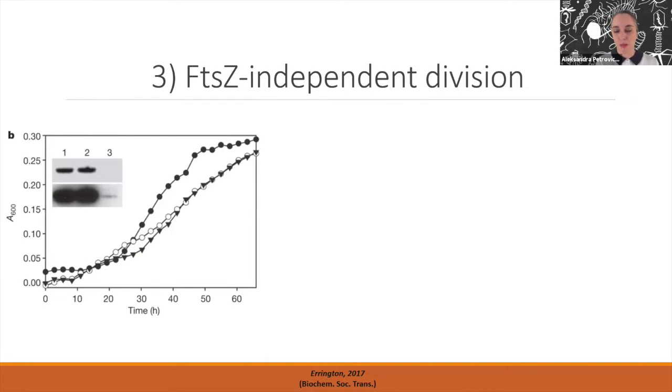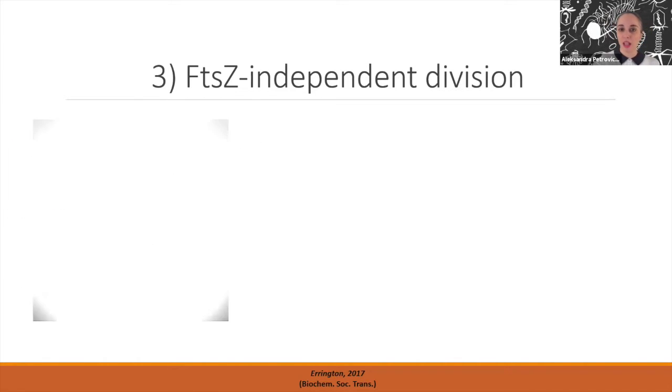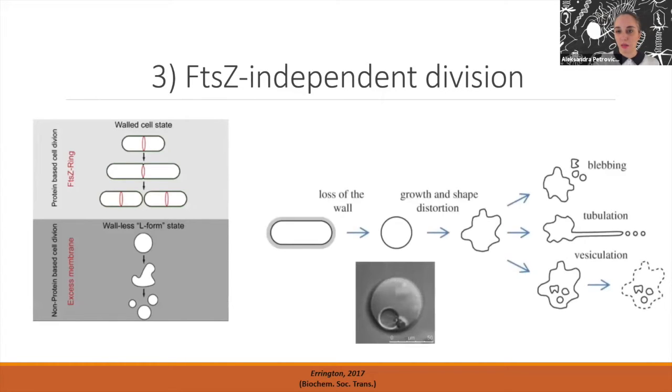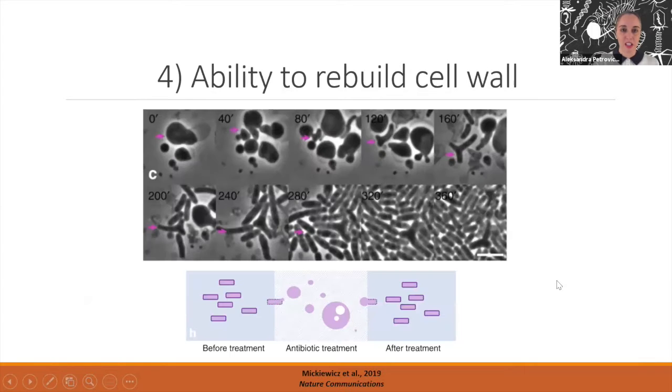Instead, the division of L forms depends on the rate of production of the cell membrane. Excessive production of the cell membrane leads to a change in cell shape, which then results in spontaneous separation into daughter cells. And here on this slide, you can see some of the modes of proliferation that the L forms use to divide. This is thought to be the ancient primordial mechanism of division used by bacterial ancestors. Last but not least, L forms have this unique ability to rebuild the peptidoglycan, or the cell wall, with withdrawal of antibiotic.